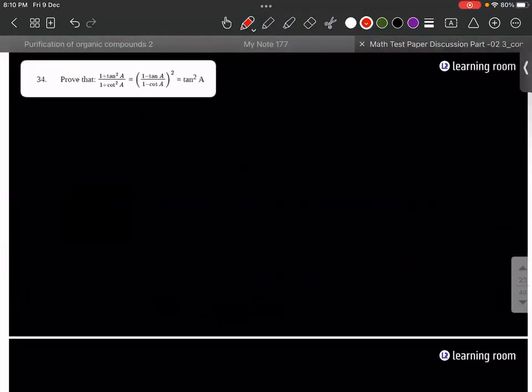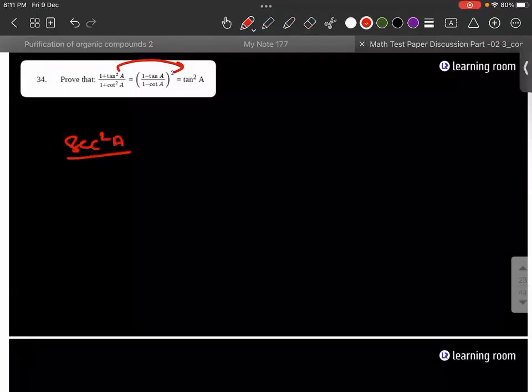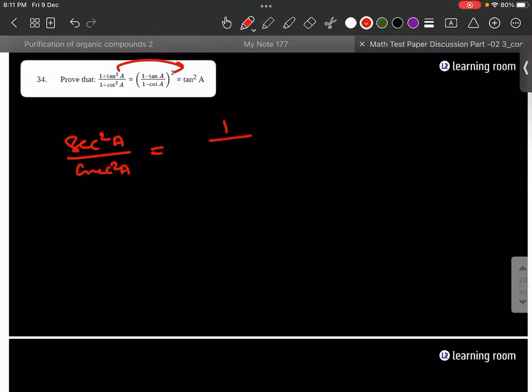Prove that 1 plus tan square A by 1 plus cot square A is equal to tan square A. So first let's prove this part. 1 plus tan square A is secant square A, and 1 plus cot square A is cosecant square A. So it is secant square A by cosecant square A. Secant square A is 1 by cos square A, and cosecant square A is 1 by sin square A. This gives us sin square A by cos square A, which is tan square A. Yes, correct.